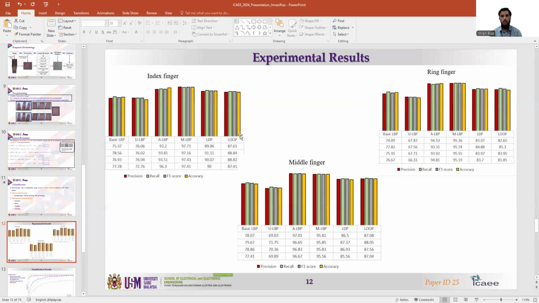And one more thing, if we see the classification accuracy in these fingers, the uniform LBP is giving the lowest, and then the basic. Why is uniform giving the lowest? Because it considers only uniform patterns. So maybe this binary pattern is more suitable for the face recognition system or those biometric traits which have more diversified features rather than the finger-based biometric traits.